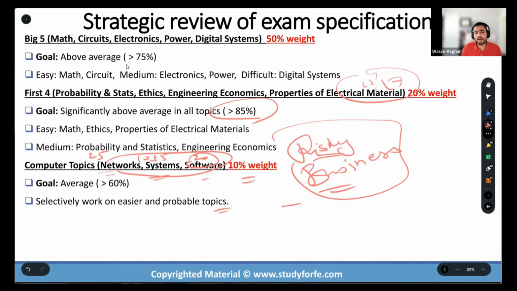Why? Because you might have skipped computer networks, computer systems, and software engineering, thinking that it's not my strength, but you might end up getting easy questions from these. Okay, whereas things that you considered your strengths, such as circuits, electronics, power, and I'm going to give you an example of how a topic which you consider your strength can still end up being a nightmare for you. Okay, it's very easy for an examiner to make a difficult exam out of easy topics and an easy exam out of difficult topics. Sometimes examiners overcompensate. So that's why, don't skip anything.